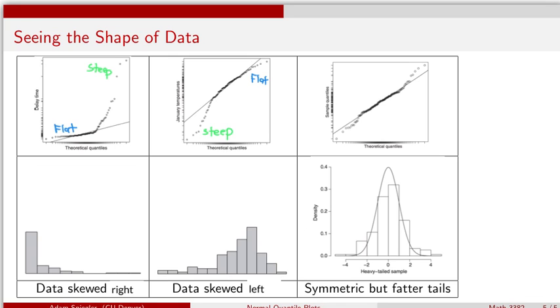a normal distribution. So you've got a reading quiz, which is hopefully going to get you doing some practice in reading normal quantile plots.